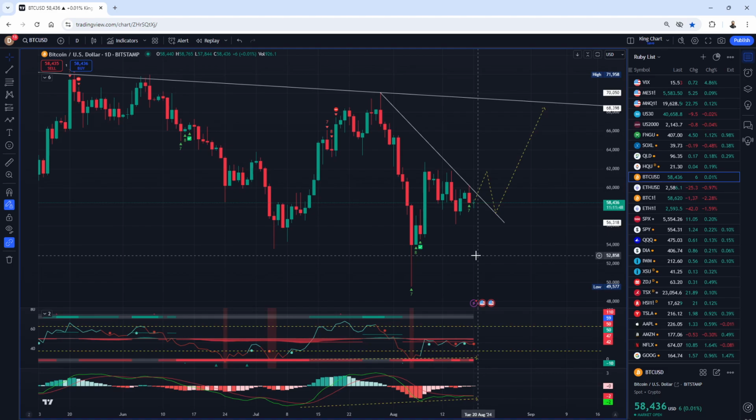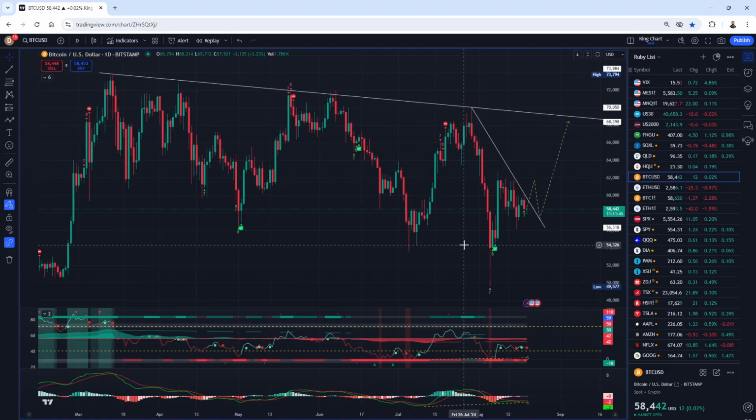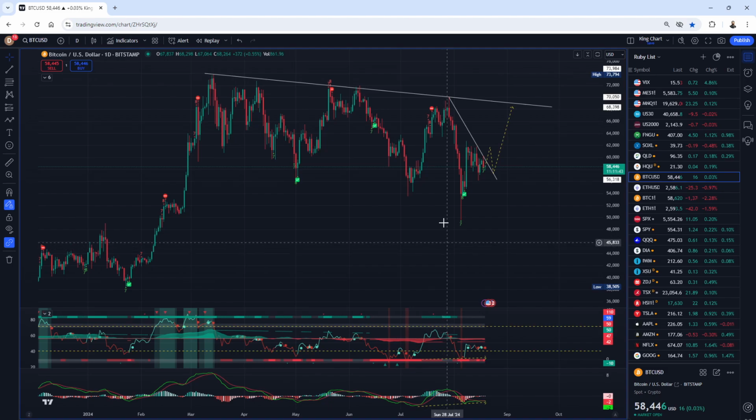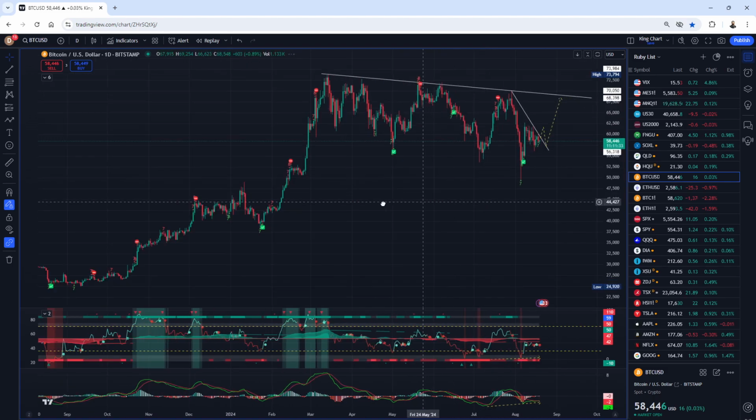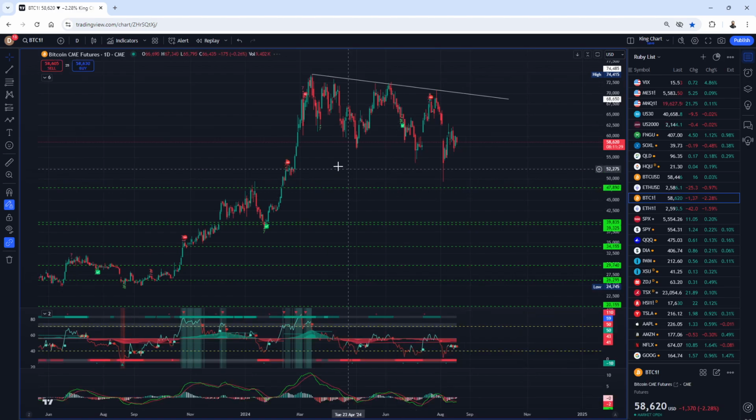So again, I'm saying Bitcoin, you don't want to be too bearish on Bitcoin because momentum is now starting to develop higher as price is going lower, and this is the first indication of a nice bull run about to get going.